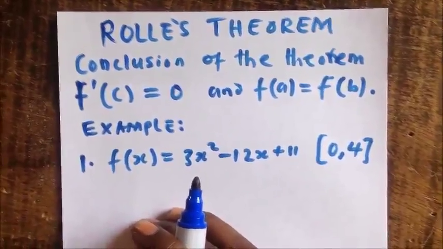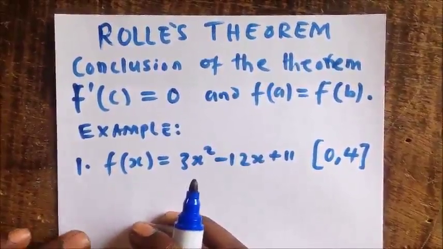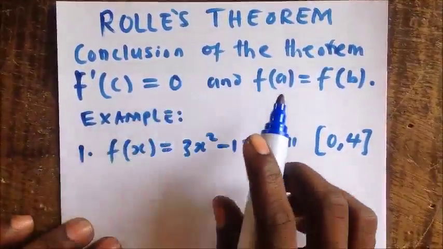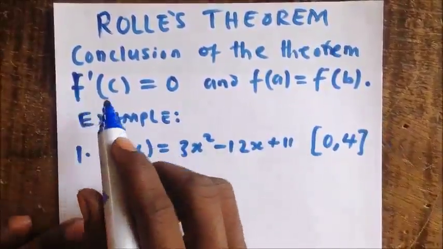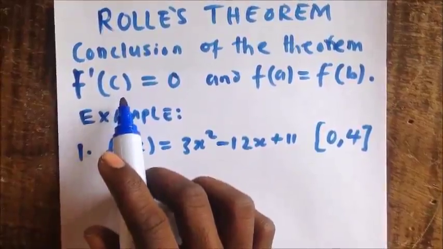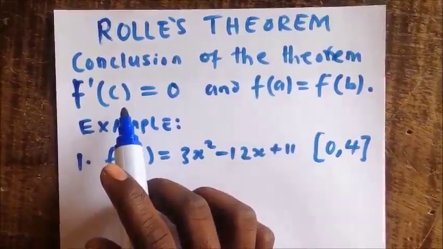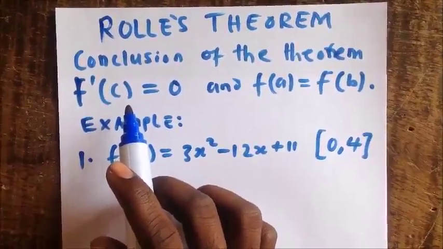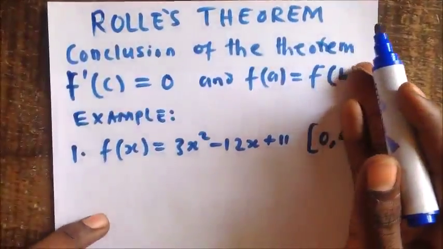So if the function satisfies these two conditions, it satisfies the hypothesis of Rolle's Theorem. Then the conclusion of the theorem says f prime of c is equal to 0, and you are going to find that f of a is equal to f of b. Since f prime of c is equal to 0, this c is a number that exists in the open interval (a, b). So at the end, if the function satisfies the hypothesis of Rolle's Theorem, you should find that number that exists in the open interval (a, b).